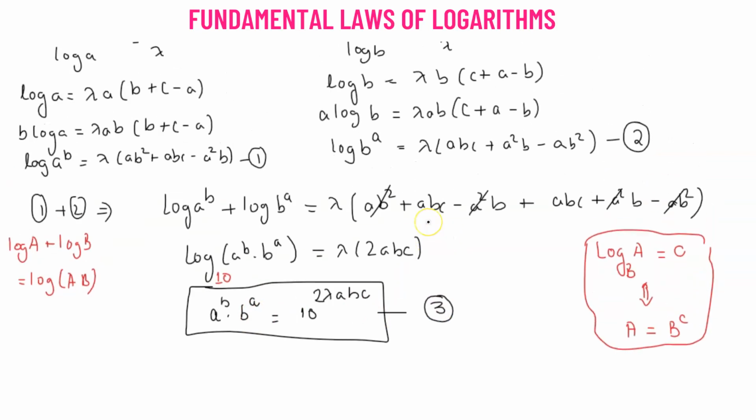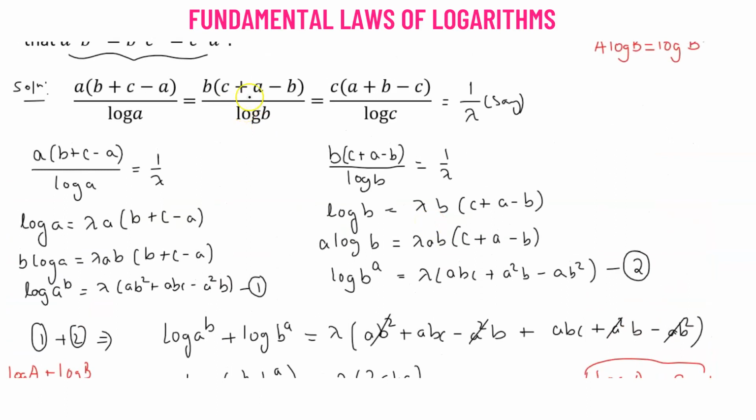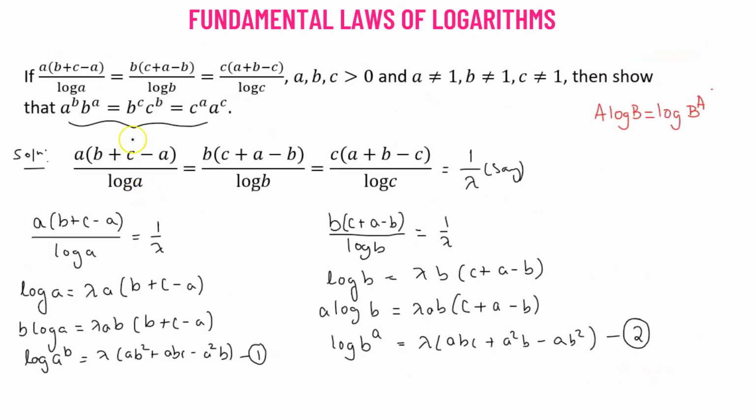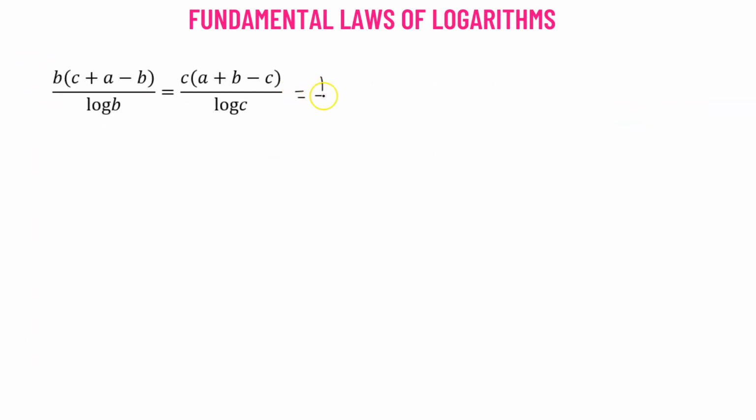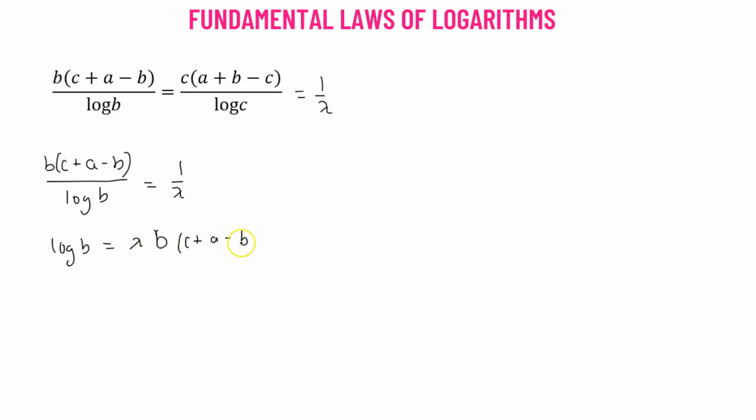Fine. Now what we'll do, we will use this expression and this expression to find out the next value, which is b raised to the power of c times c raised to the power of b. So let's do that. So this is equal to 1 over lambda. We'll start with the first expression. So we have b times c plus a minus b divided by log of b. So that's equal to 1 over lambda. Cross multiplying gives us log of b equals lambda times b times c plus a minus b.